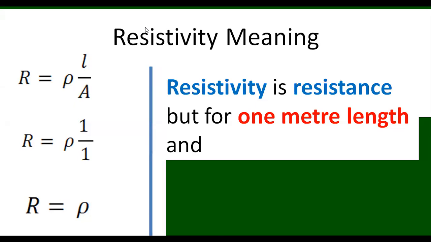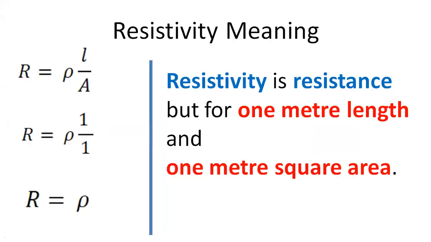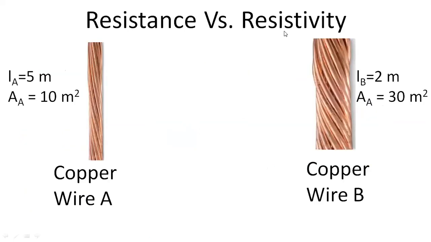Okay, so we'll go to the next point. Now we have to compare resistance and resistivity, because both words are the same, and just now we have seen that resistivity is resistance. The only difference is that resistivity has 1 meter length and 1 meter square area, while resistance doesn't have it. So we need to take examples to understand the difference between resistance and resistivity.